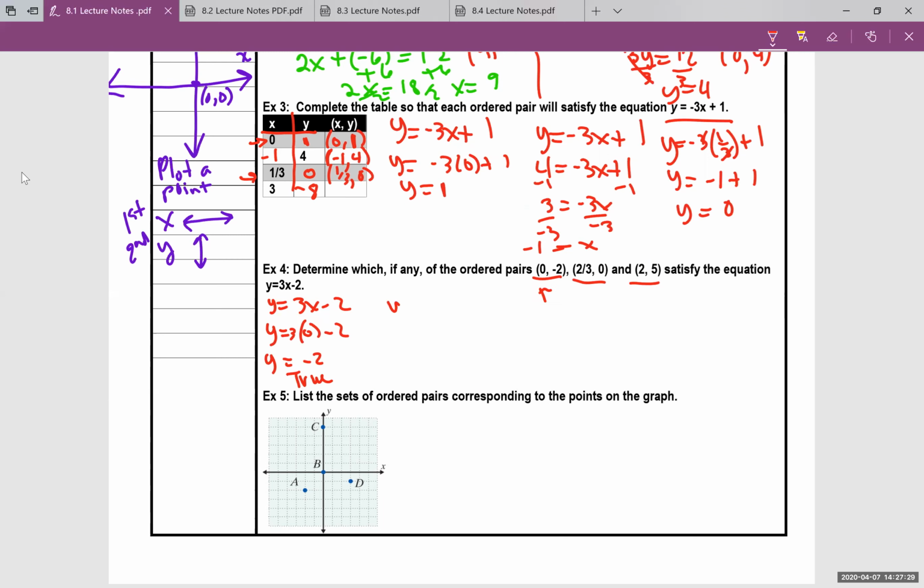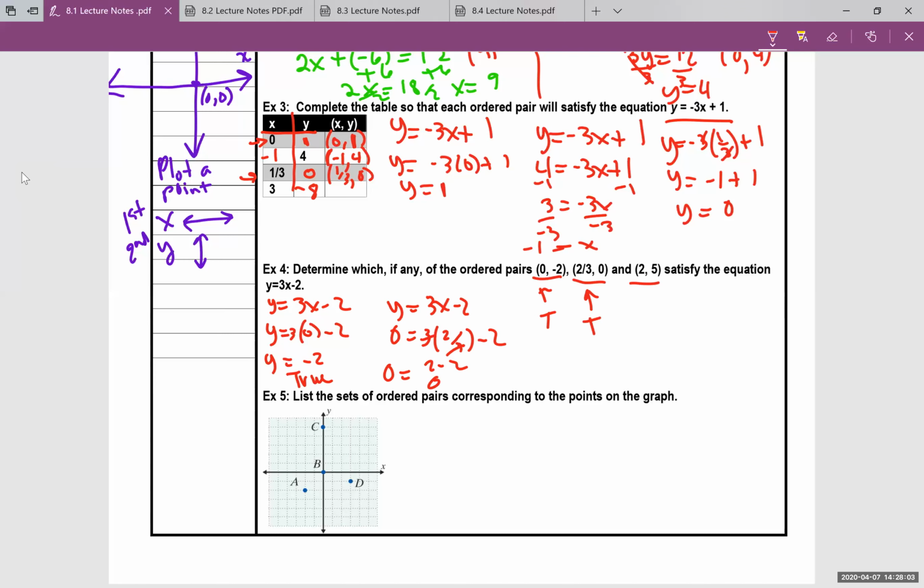The second one, y equals 3x minus 2. This time, you can actually put in both values and see if it equals. Let's put in the Y value 0. 3 times 2/3 minus 2. Does 0 equal 0? The 3 and 3 will cancel. 0 equals 2 minus 2. Yes, so 0 equals 0. So that one is true. The first two are true.